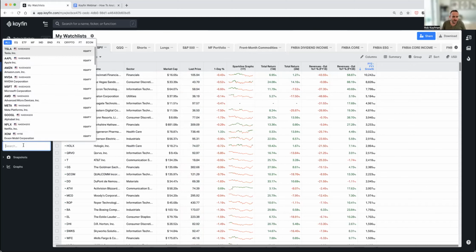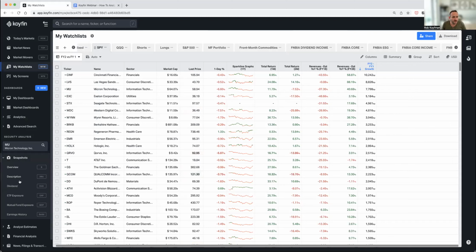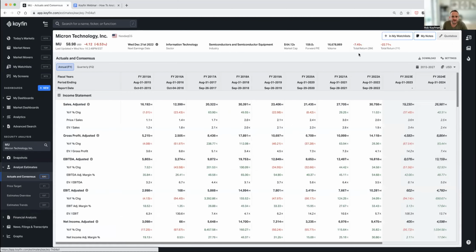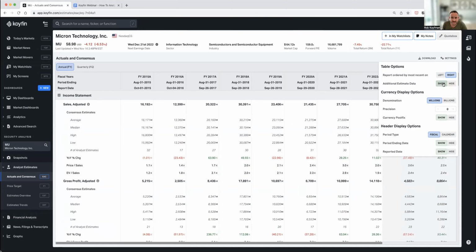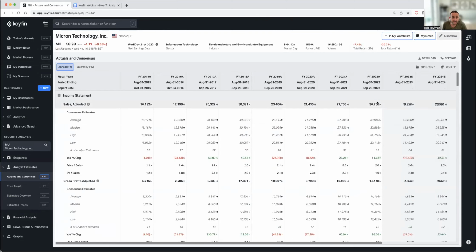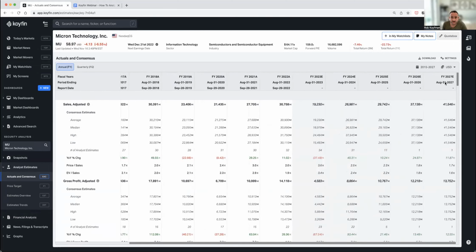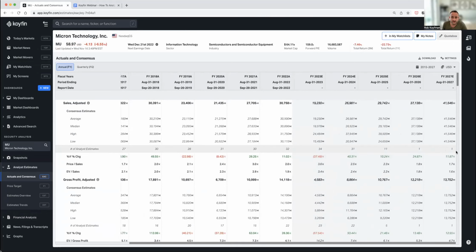But if you ask what makes up these growth rates, if you again go to Micron and you go to the earnings under analyst estimates, actuals versus consensus, we do allow you to hit this button in terms of additional estimate data. If you show this additional estimate data, you'll be able to see the high, the low, the average, the median, and the number of analyst estimates, right? So for Micron, if you're relying on 2027 estimates, just know there's one analyst giving those estimates. If you're relying on 2025, there's 11. Typically, Wall Street analysts will give the next several years. As you get further and further out, it'll be even less.